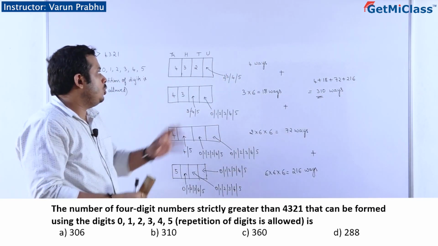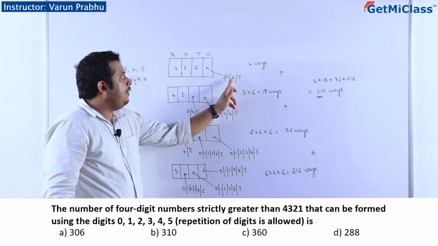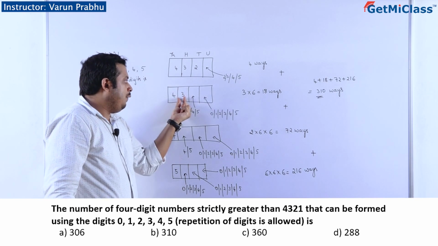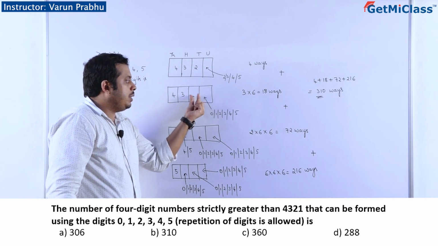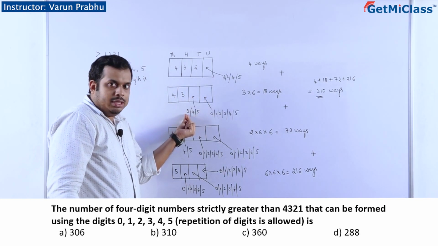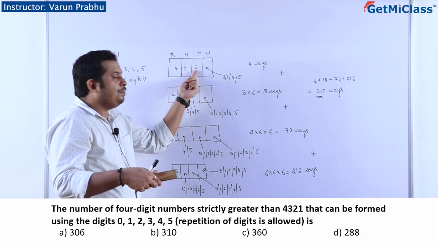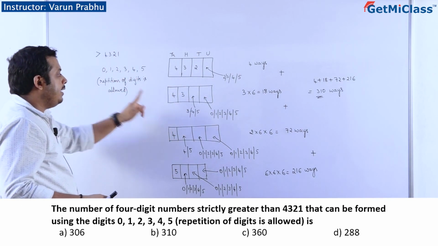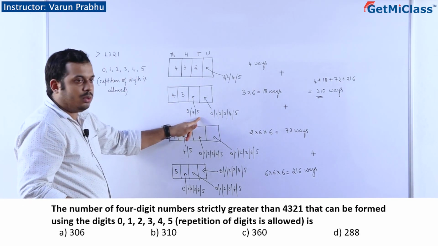Do you get it? So here, 4, 3, 2, it can be 2, 3, 4 or 5 we can do. Here 4, 3, the answer can be 3, 0 also, right? Which means 3 can come in this place. The number is definitely greater than 4321. That's why 3 has to be included.